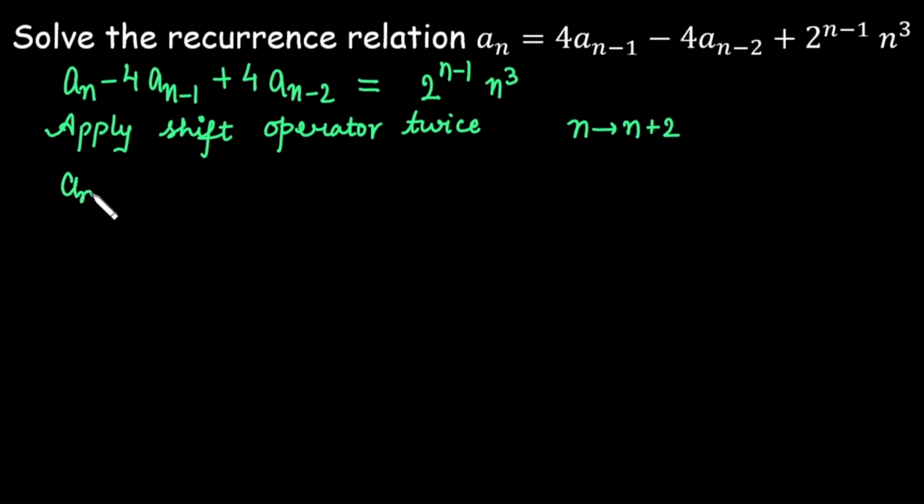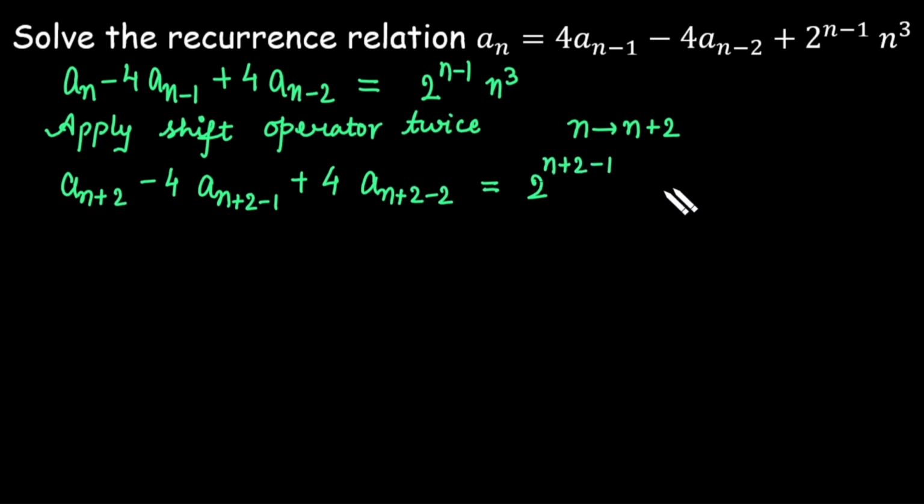This is a_(n+2) minus 4 times a_(n+2-1) plus 4 times a_(n+2-2) is equal to 2 raised to power (n+2-1), times (n+2) raised to power 3. Now is this the case of a polynomial? No. It is a polynomial multiplied by a constant raised to power n form. So basically this is case number 4.